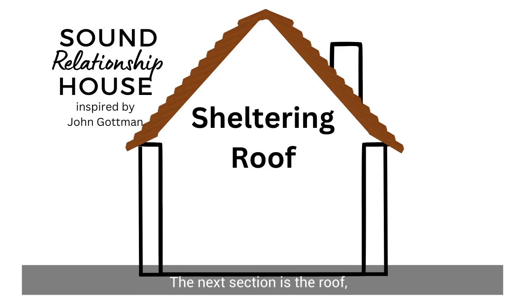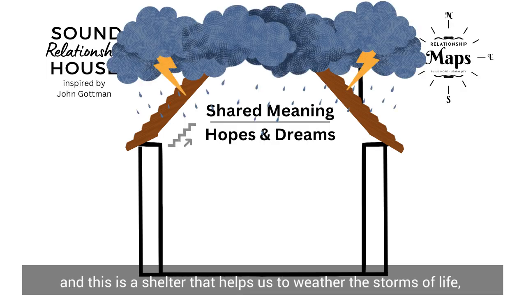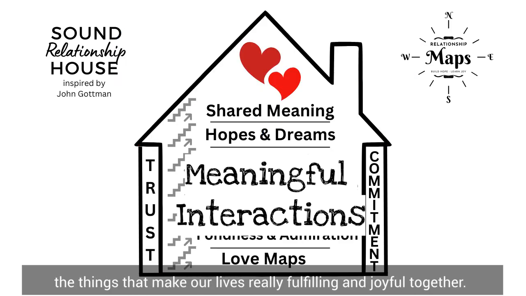The next section is the roof, and this is a shelter that helps us to weather the storms of life, and it's found in our meaningful interactions, our shared values, our hopes, our dreams, our goals, the things that make our lives really fulfilling and joyful together.